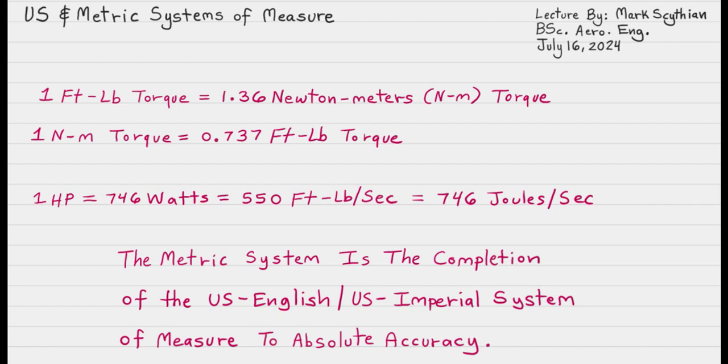So the metric system is the completion of the U.S. English / U.S. imperial system, as both the Old English and the U.S. English system kind of worked in parallel throughout the mid 1800s into the late 1800s, and then they kind of split into U.S. imperial and then Old English, or we'll just call it the English, and then the English went away and became the metric system. Okay, so the metric system is the completion of the U.S. English / U.S. imperial system, or systems of measure, to absolute accuracy.